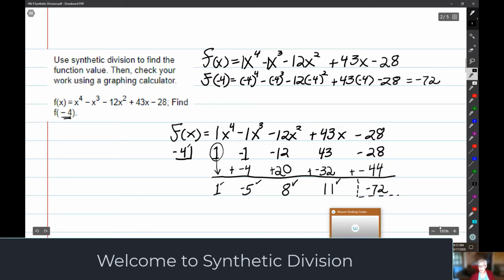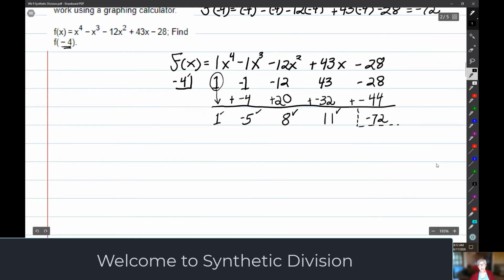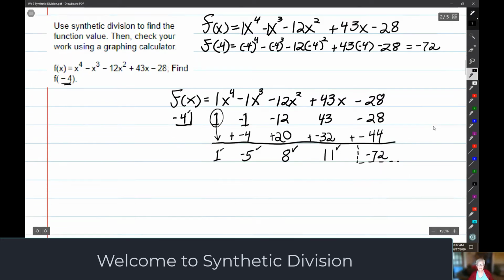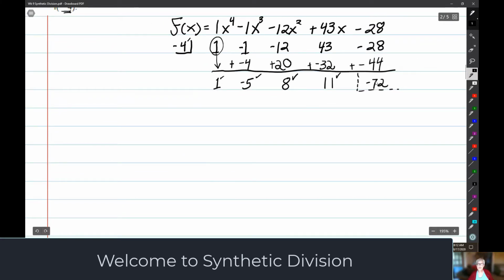This is another way, and a quicker way, quite honestly, because notice you don't do a lot of big multiplying, like, oh, what is negative 4 to the 4th power and all of that. Some people would much rather evaluate polynomials this way, with synthetic division. This is one of the uses of synthetic division.